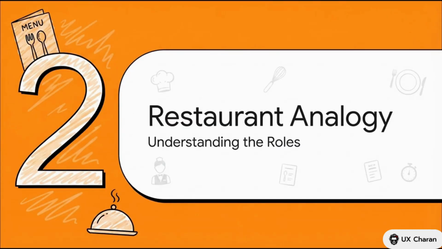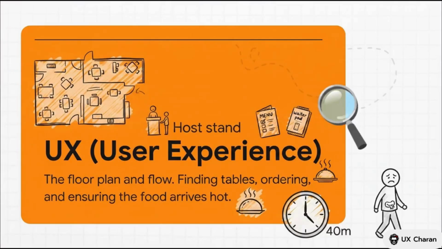Section 2. The restaurant analogy. Let's build a clear mental model. Before we throw out any more digital jargon, imagine opening a restaurant. UX, or user experience, is basically the floor plan and the flow. It's the mechanics. How does a customer find a table, order, and get their food? Is the kitchen close enough so the food actually arrives hot? Look, if your customers wait 40 minutes for a table and walk out hungry, that is a massive UX failure, no matter how nice the place looks.